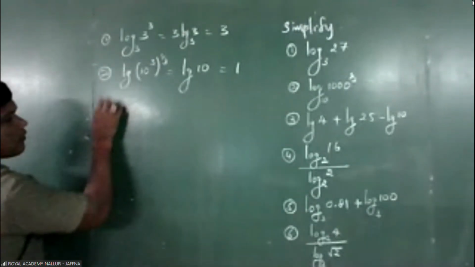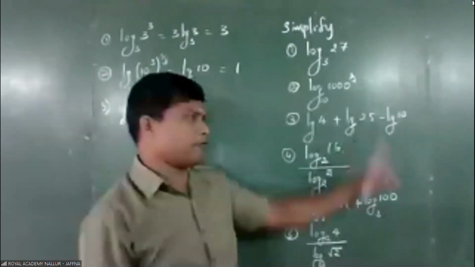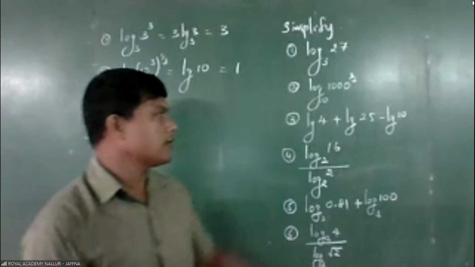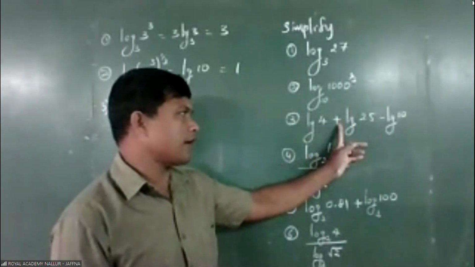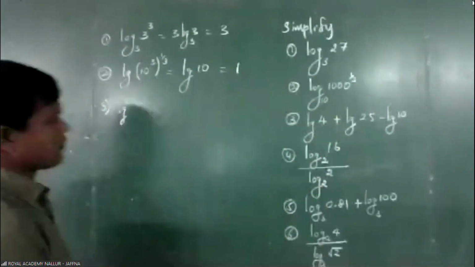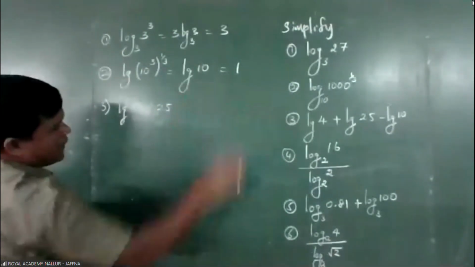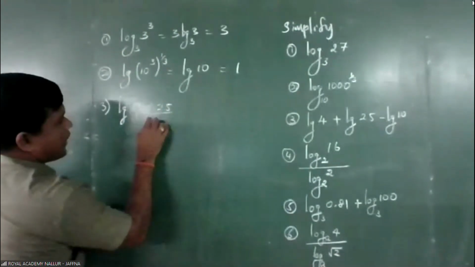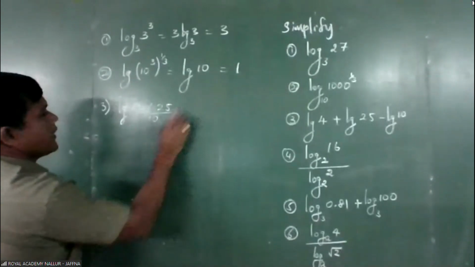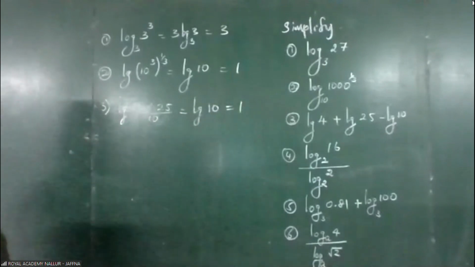Right. Third one, logarithm of 4 plus logarithm of 25. You know the reverse use of logarithmic rules. If they are multiplying, we have to add them, so conversely, addition of logarithms becomes multiplication of those two numbers. Log 4 into 25, minus log 10, becomes division by 10. 4 into 25 is 100, 100 by 10 is 10. That's log 10. Still the answer is 1.